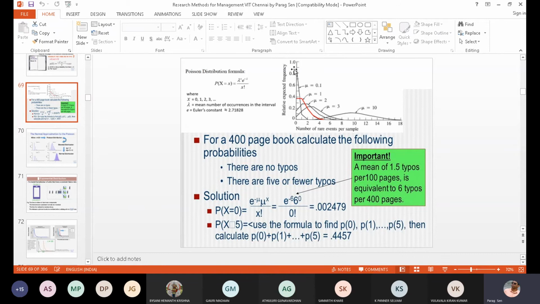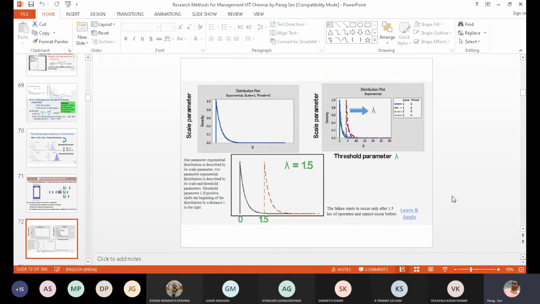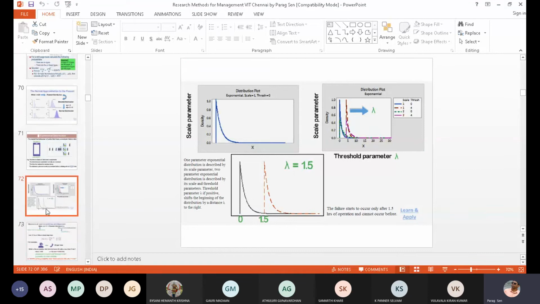Okay, but you can easily see how the shape or the position is getting changed, depending upon the parameter mu. You can see for mu 0.1 how it looks, and for mu equal to 1, 2, 3, and 10, how the shape is changing. The same thing happens depending upon the parameter lambda: you can see how the location changes in the case of the exponential distribution.